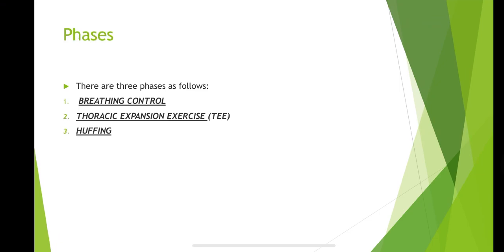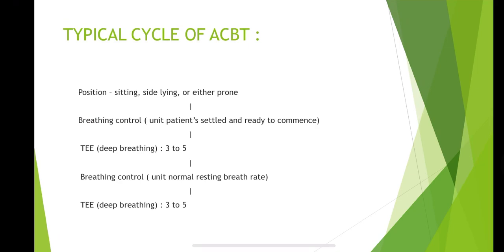Now we see the phases. There are three phases of this technique. The first phase is the breathing control phase, the second phase is the thoracic expansion exercise phase and the third phase is the huffing phase. Now we see the typical cycle of ACBT.